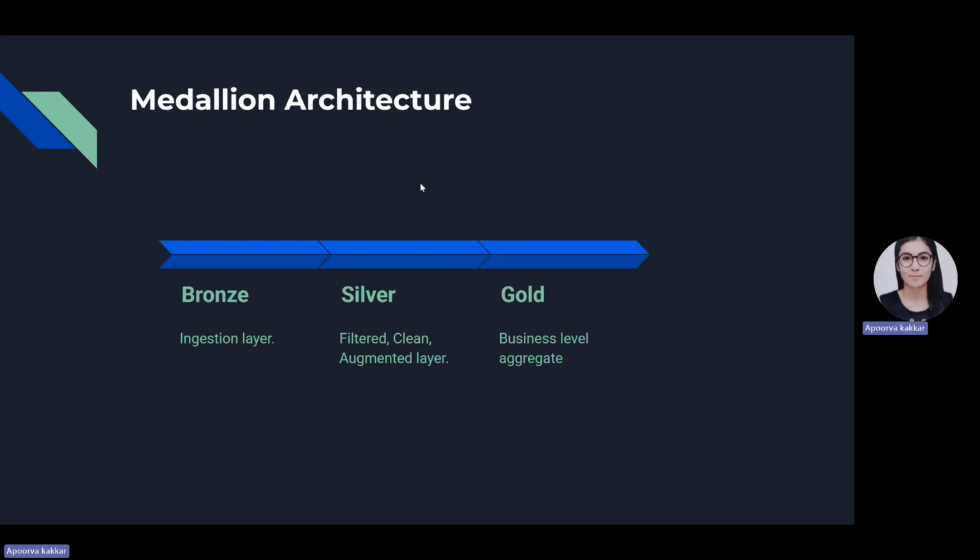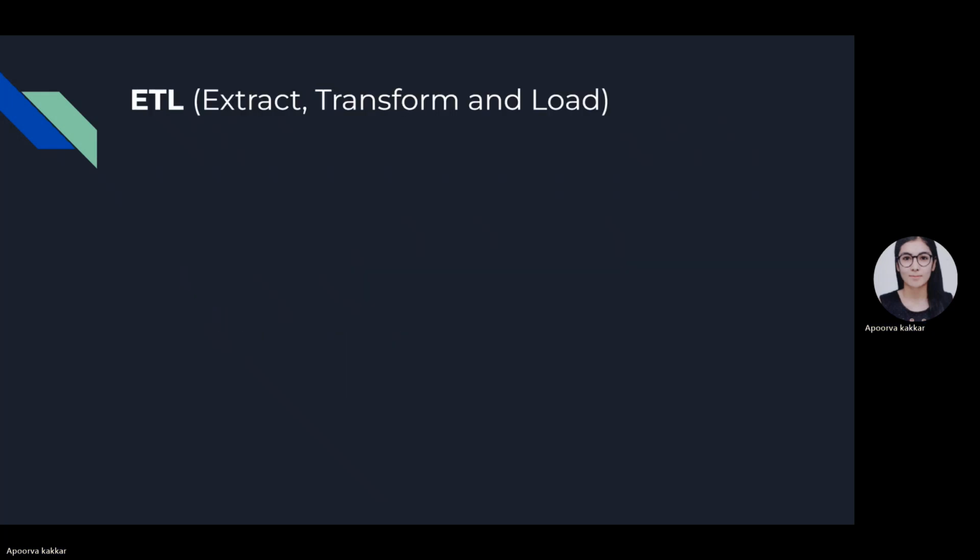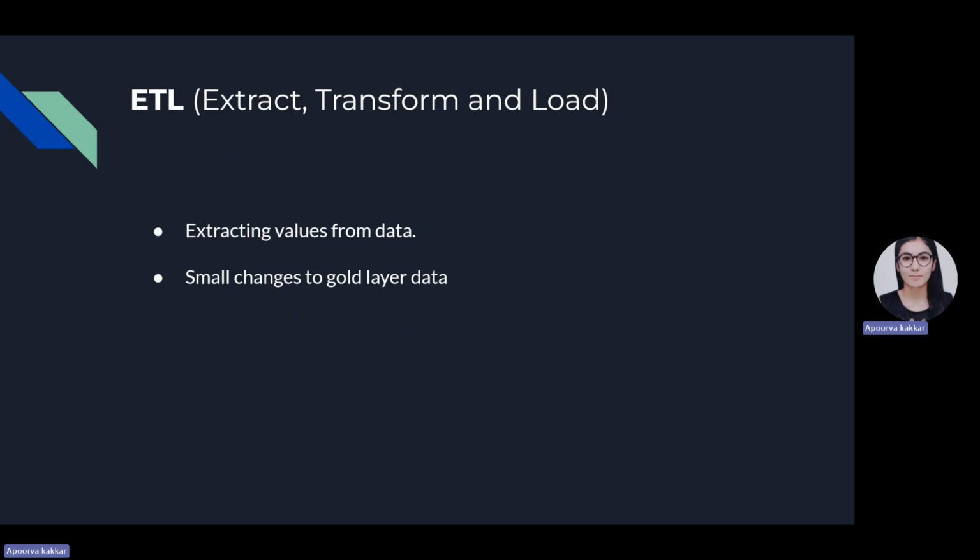And then is the gold layer where we have business level aggregates. So from the silver layer, the data is further cleaned, some feature engineering is done, and the gold layer is obtained. And then is the last mile ETL, that is extract, transform, and load. So from the gold layer, we extract the values from the data, and small changes are made to the gold layer to perform ETL.